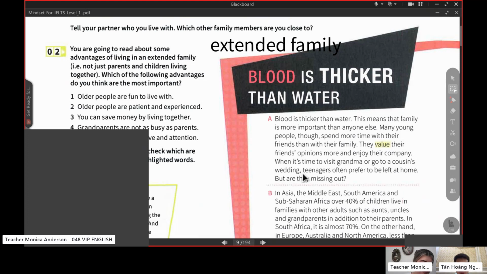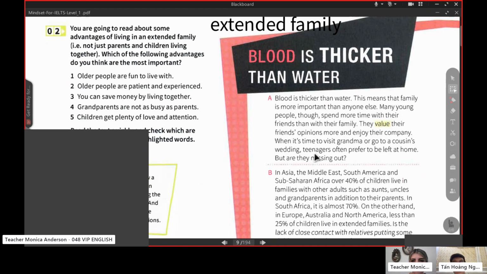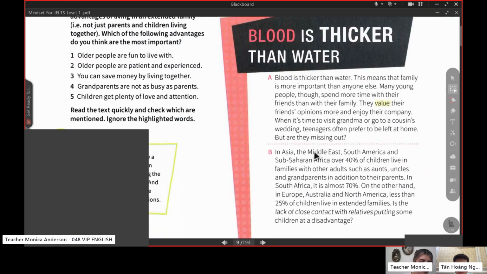Blood is thicker than water. Blood is thicker than water. This means that family is more important than anyone else. Many young people spend more time with their friends than with their family. They value their friends' opinions more and enjoy their company. When it's time to visit grandma or go to a cousin's wedding, teenagers often prefer to be left at home. But are they missing out?